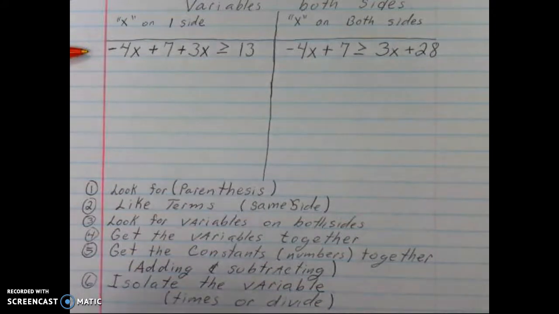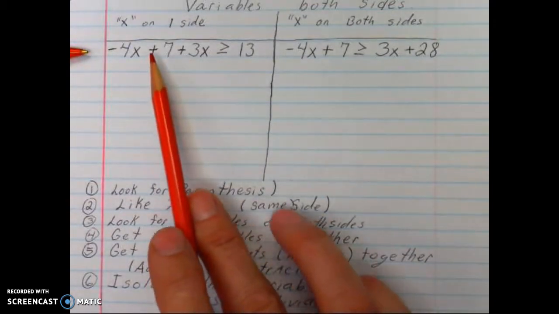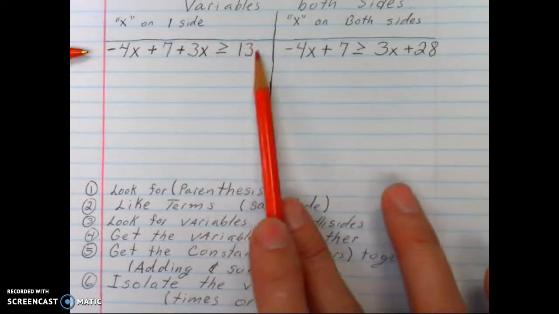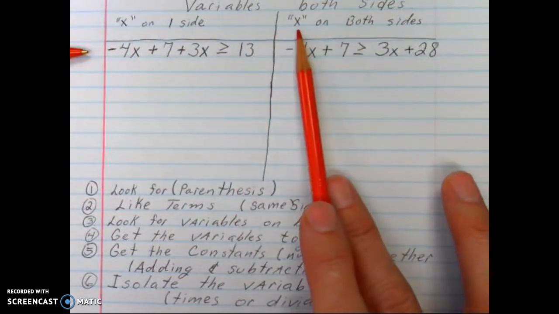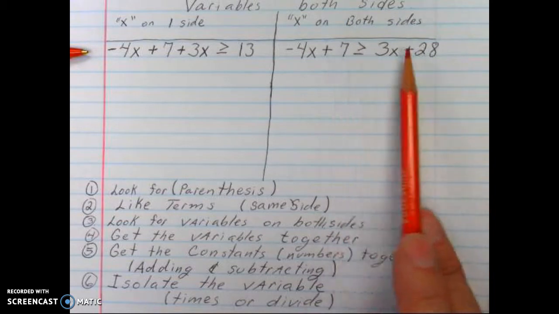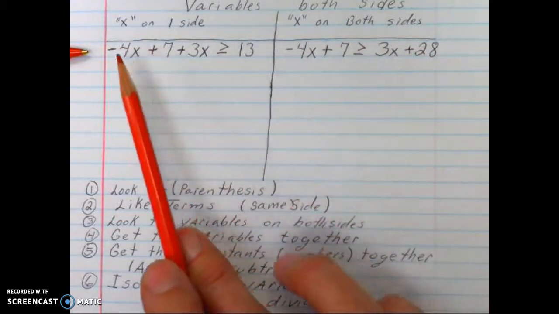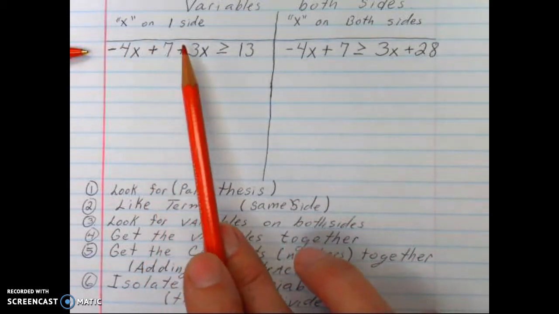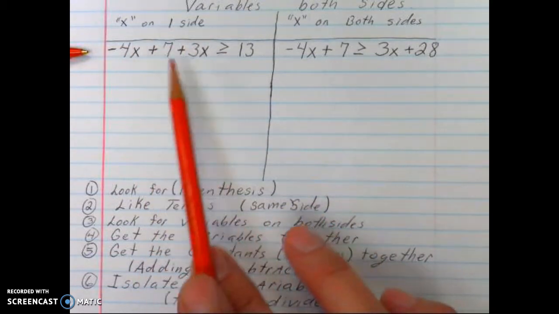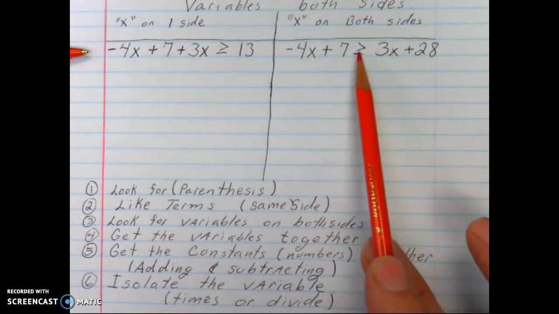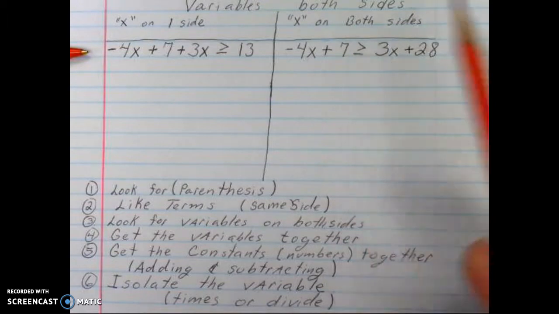Alright, so now we're going to actually start solving these, and I want to first bring to your attention that on this side we only have the X on one side. You see how you have the inequality sign and there's no X's over here? And over here, though, I have X on both sides. So I have my negative 4X and 3X, and I did the problem with the same numbers. So negative 4x plus 7 plus 3x, but they're all on the same side. In this one, the negative 4x and that 3x are separated by the inequality sign or the equal sign.